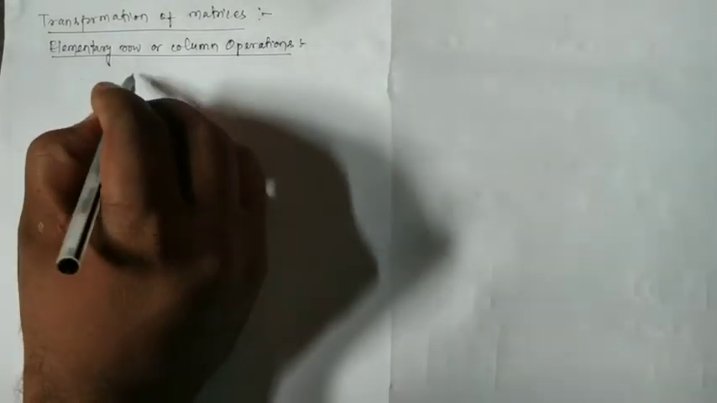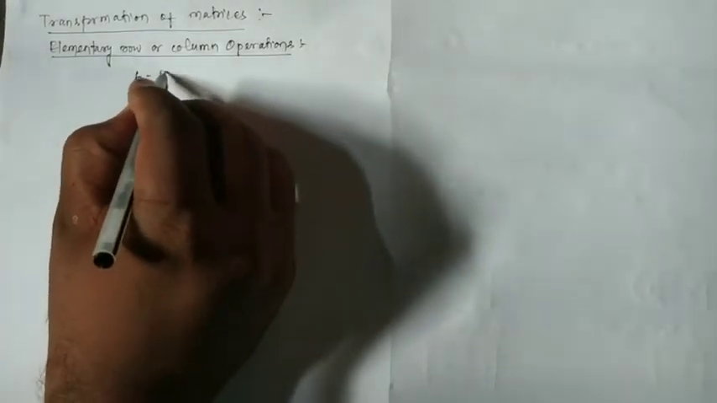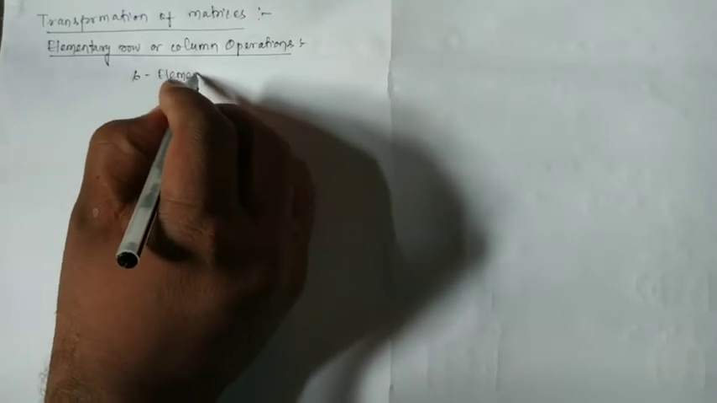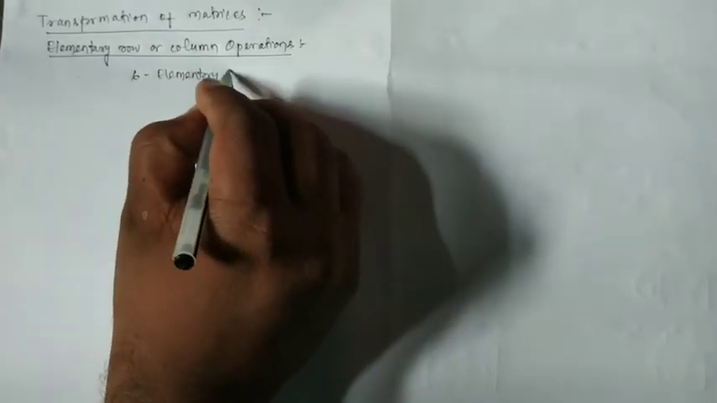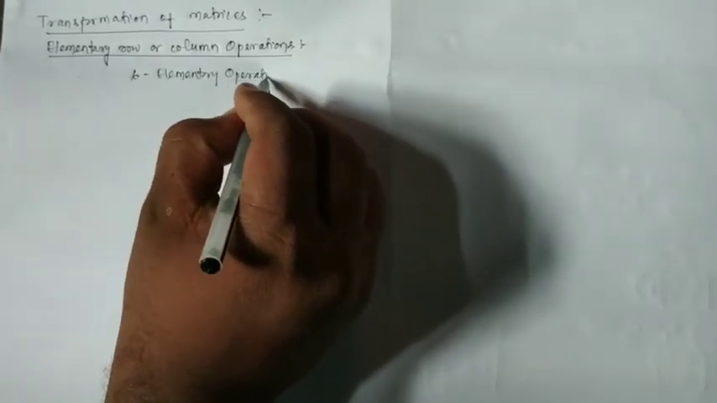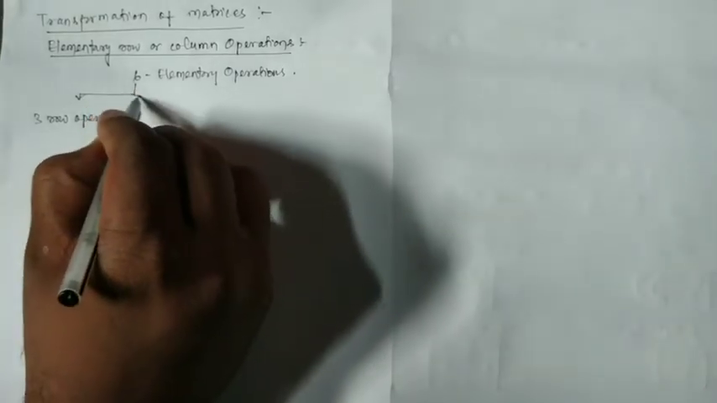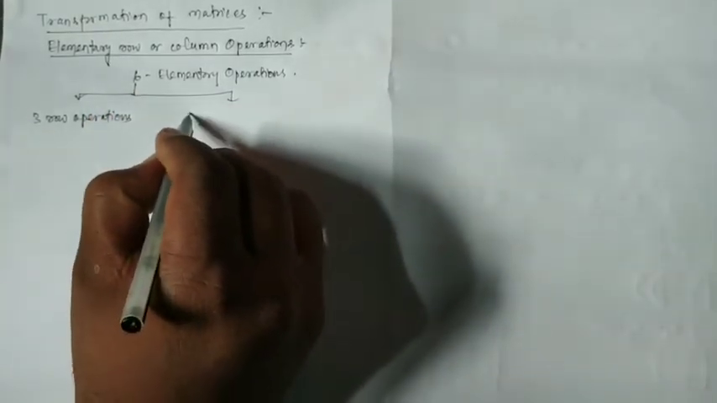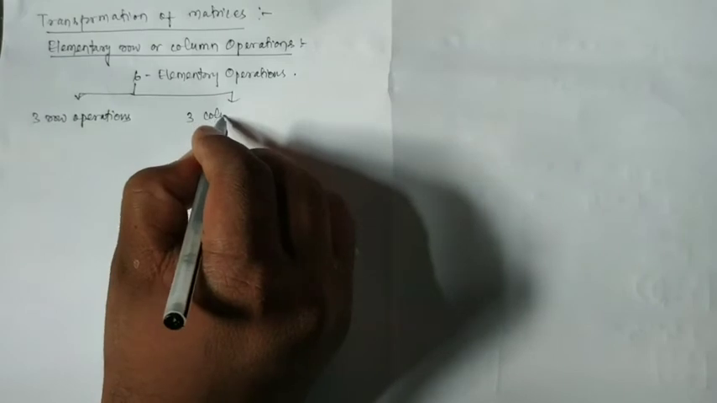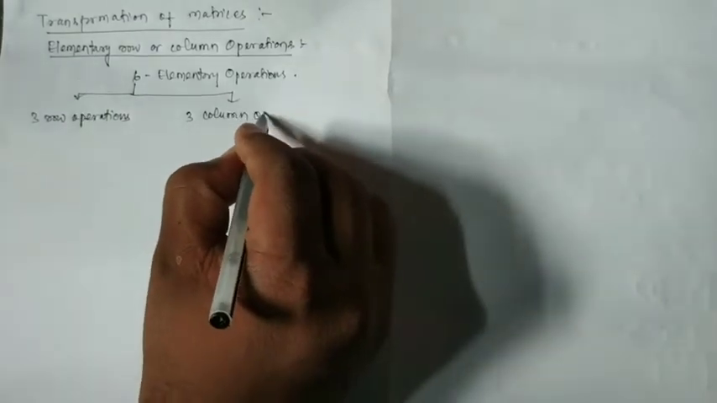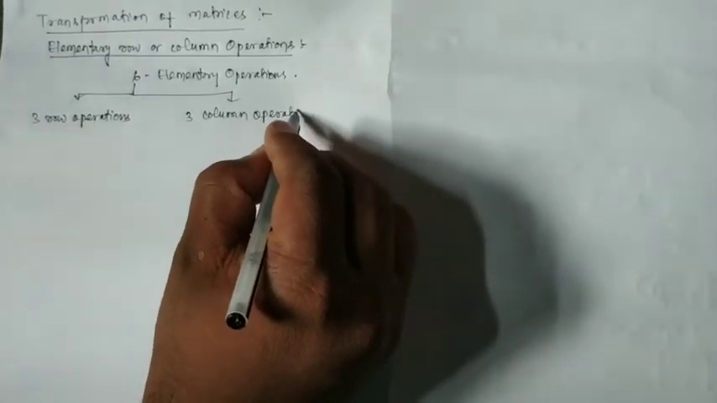Generally, there are 6 elementary operations. Among them, 3 are row operations, elementary row operations, and 3 are column operations.